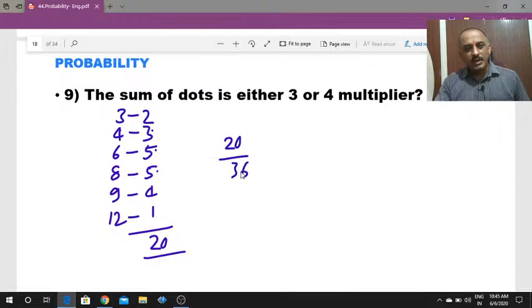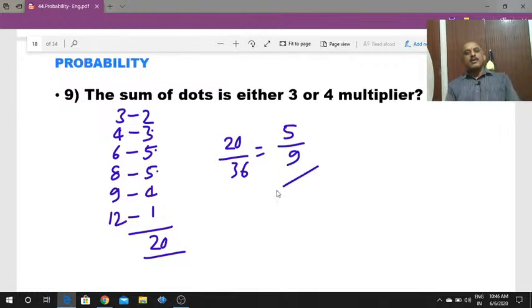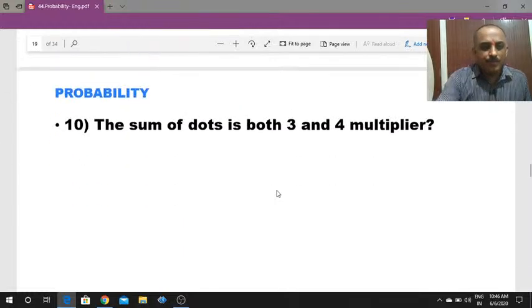20 by 36. Both the numbers are divisible by 4. 4 fives are 20. 4 nines are 36. The sum of dots is either a multiple of 3 or 4. What is the probability? 5 by 9 only.